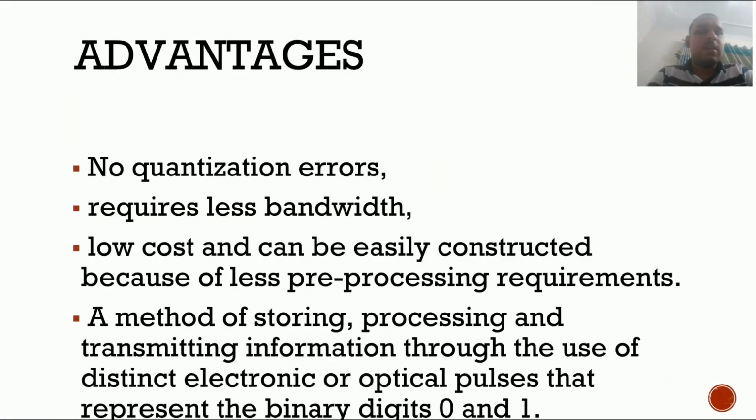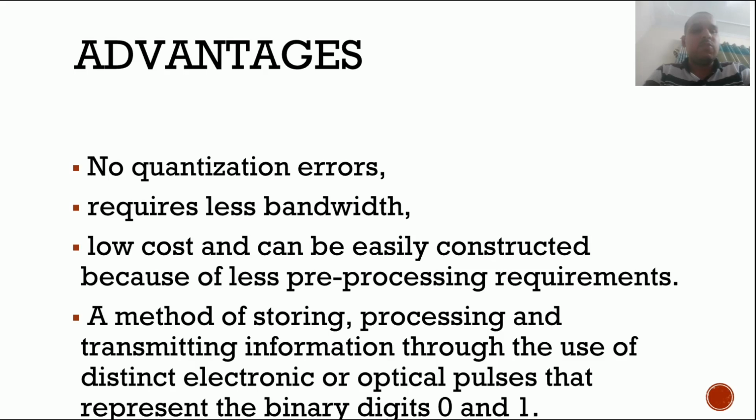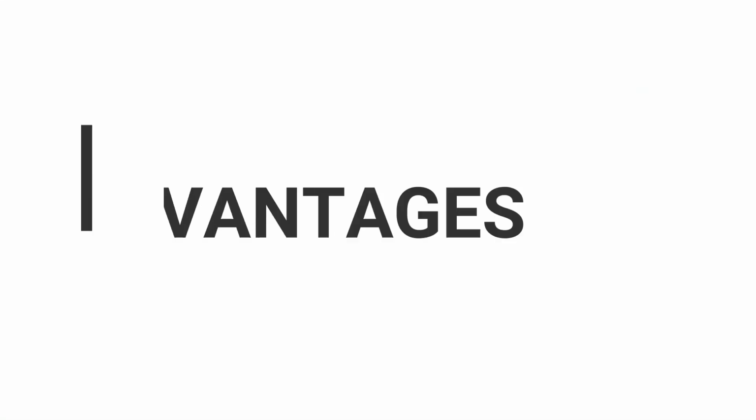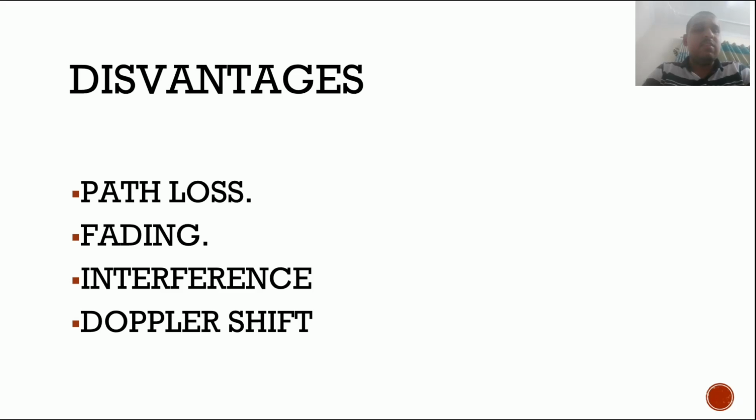There are some advantages of analog communication as well: no quantization error, requires less bandwidth, low cost and can be easily constructed because of less pre-processing requirements. Digital communication is a method of storing, processing and transmitting information through the use of distinct electronic or optical pulses that represent the binary digits 0 and 1. Disadvantages of digital communication which analog communication overcomes are path loss, fading, interference, Doppler shift.